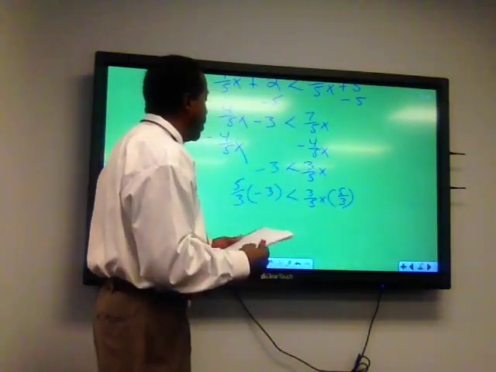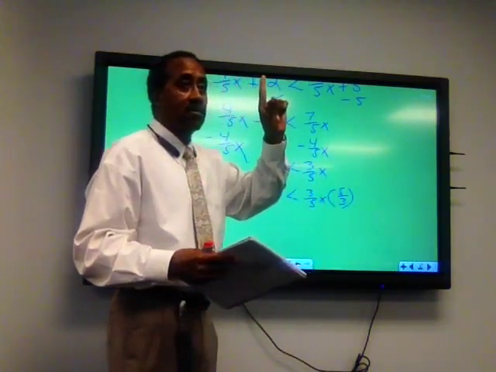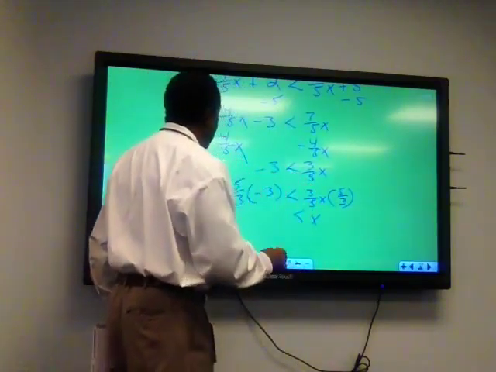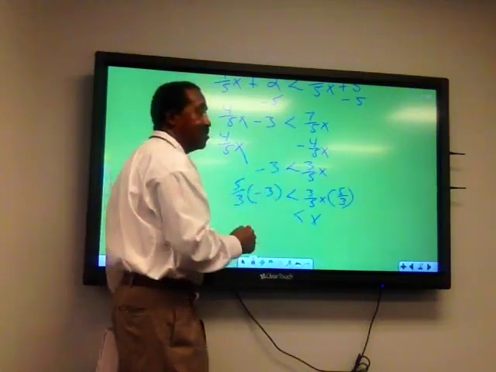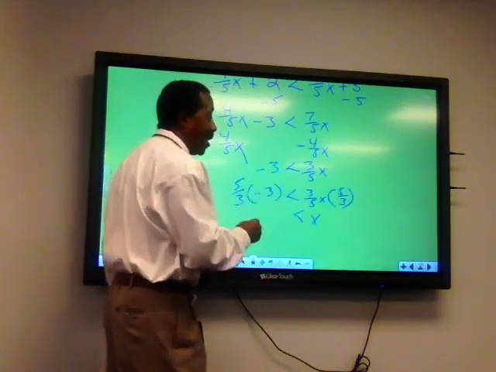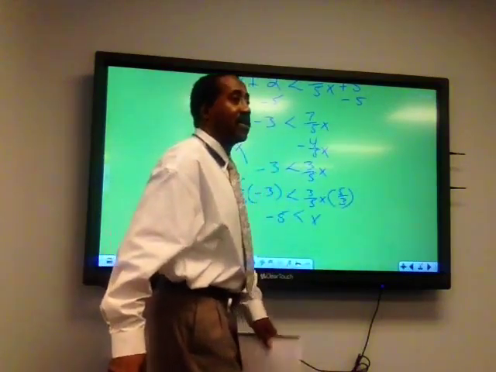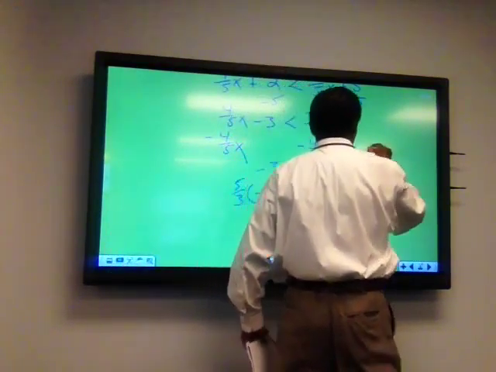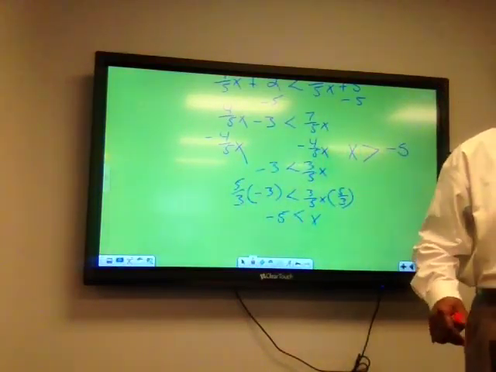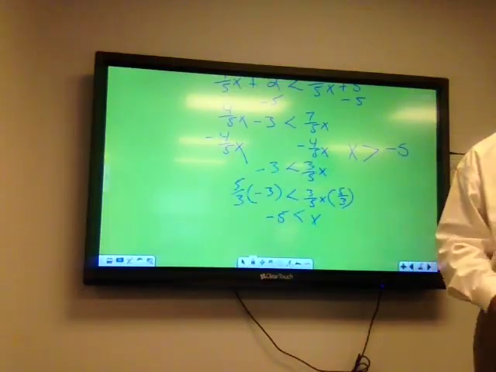Now, you could do this math, and you're going to get 15/15, which is 1. So that means x is less than... and then 3 times 5 is 15, there's your negative. So -15 divided by 3 is what? -5. So there's your answer right there. x is greater than -5. Got it? All right, guys, let's go to the system.